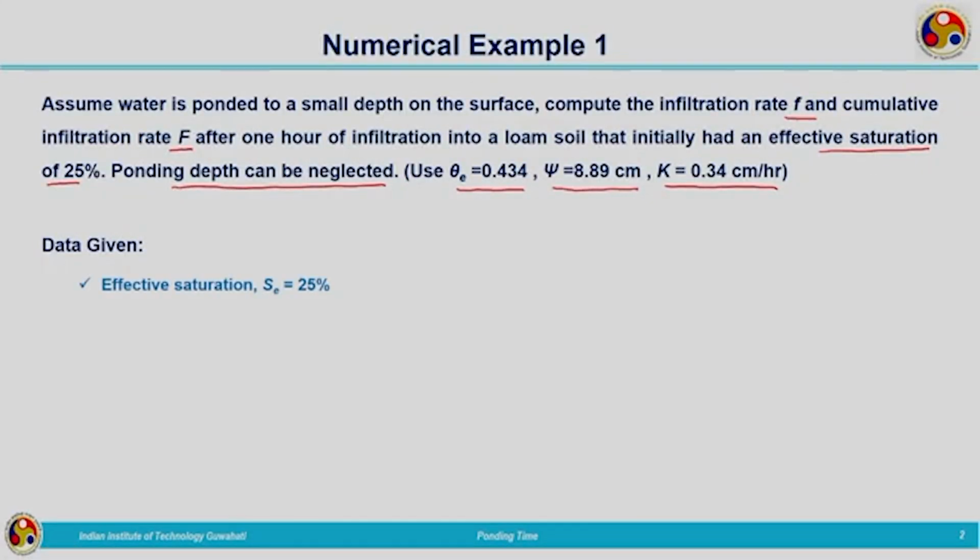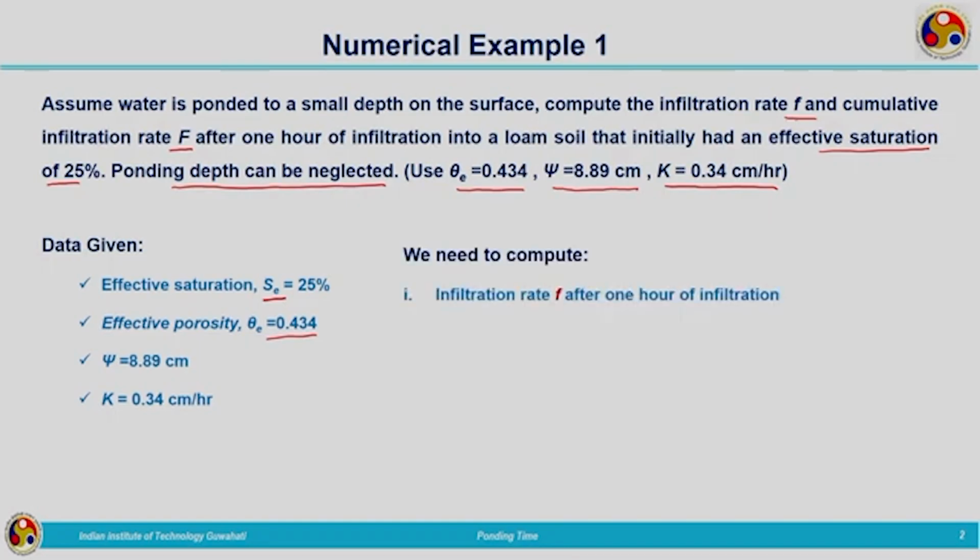First let us see what data are provided to us. The effective saturation Se is 25%, we were using the notation Se. Then theta E is the effective porosity, that is 0.434. Psi is the soil suction, negative pressure, given as 8.89 centimeters, and hydraulic conductivity K is equal to 0.34 centimeters per hour.